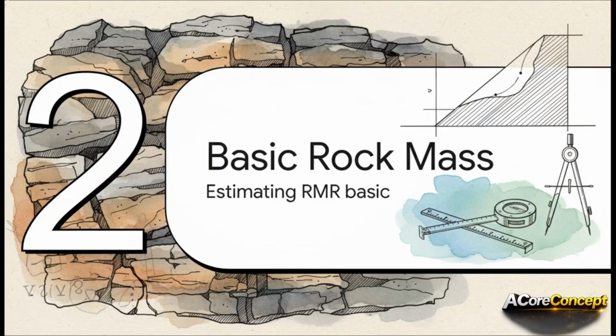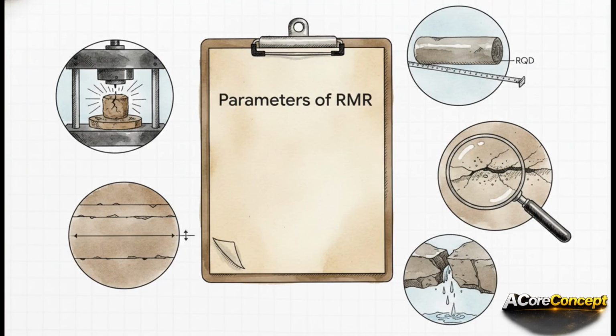Section 2. Estimating basic rock mass. Okay, before we can adjust our rating for the slope geometry, we need our foundational score, the Basic Rock Mass Rating, or RMR Basic. We calculate this by adding up the ratings of 5 specific geological parameters we observe in the field. We're looking at the actual compressive strength of the intact rock, the rock quality designation, the spacing of the natural cracks, which we call discontinuities, the physical condition of those cracks, and finally, the groundwater conditions.